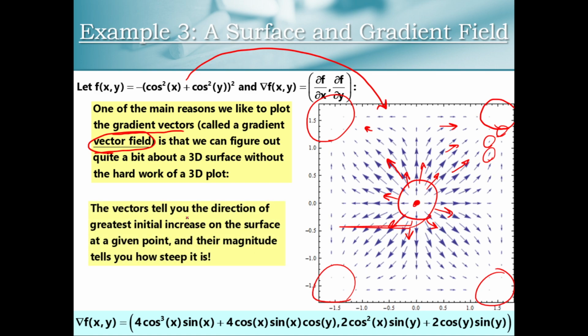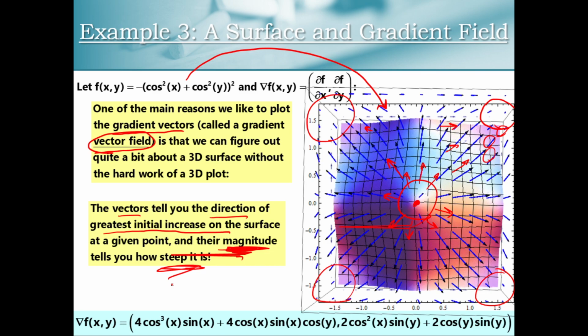So again, the direction of these gradient vectors tells you the direction of greatest initial increase on the surface, and the magnitude of these vectors tells you how steep that increase will be. The shorter the vectors, the flatter the surface is there. And there I've just superimposed the two pictures so you could see that we really did do the correct analysis.